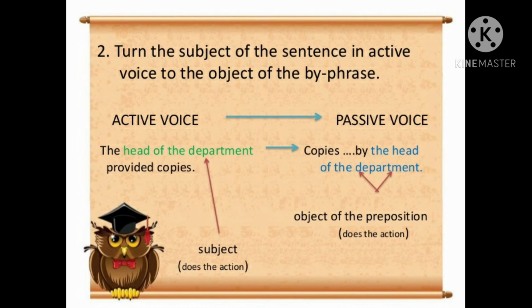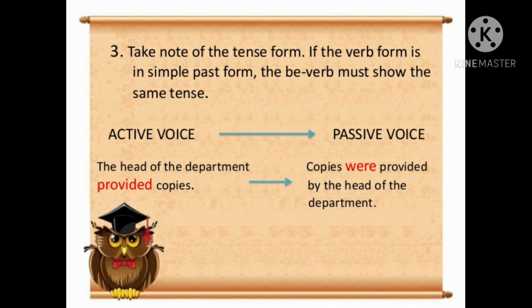Now in this second step, the subject of the active voice will change into the object of the passive voice. So here the head of the department is the subject in active voice. Now it will change into an object in passive voice: by the head of the department. Now we will see the third step. The third step: take note of the tense form. If the verb form is in simple past form, the be verb must be changed to show the same tense.